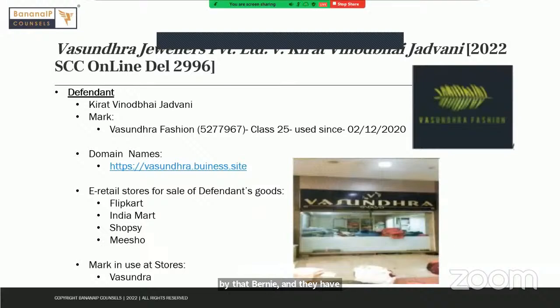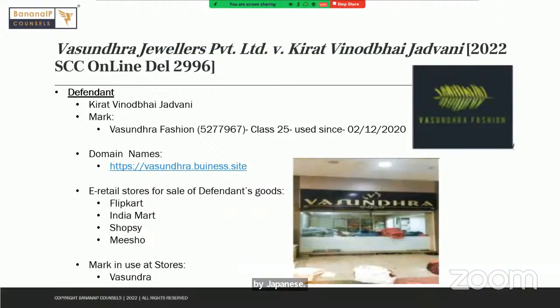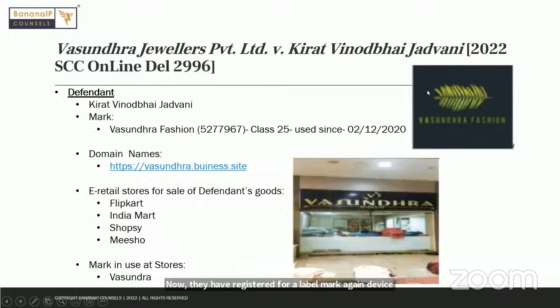The defendant that we have is Kirat Vinod Bhai Jadwani, and they have 1 mark registered in class 25 as Vasundhara Fashions, and it has been in use since 2nd of December 2020. And they have a domain name registered under the name vasundhara.business.site. Now, they have registered a label mark, again a device mark, with the picture of a coconut tree leaf with Vasundhara Fashion written in it.